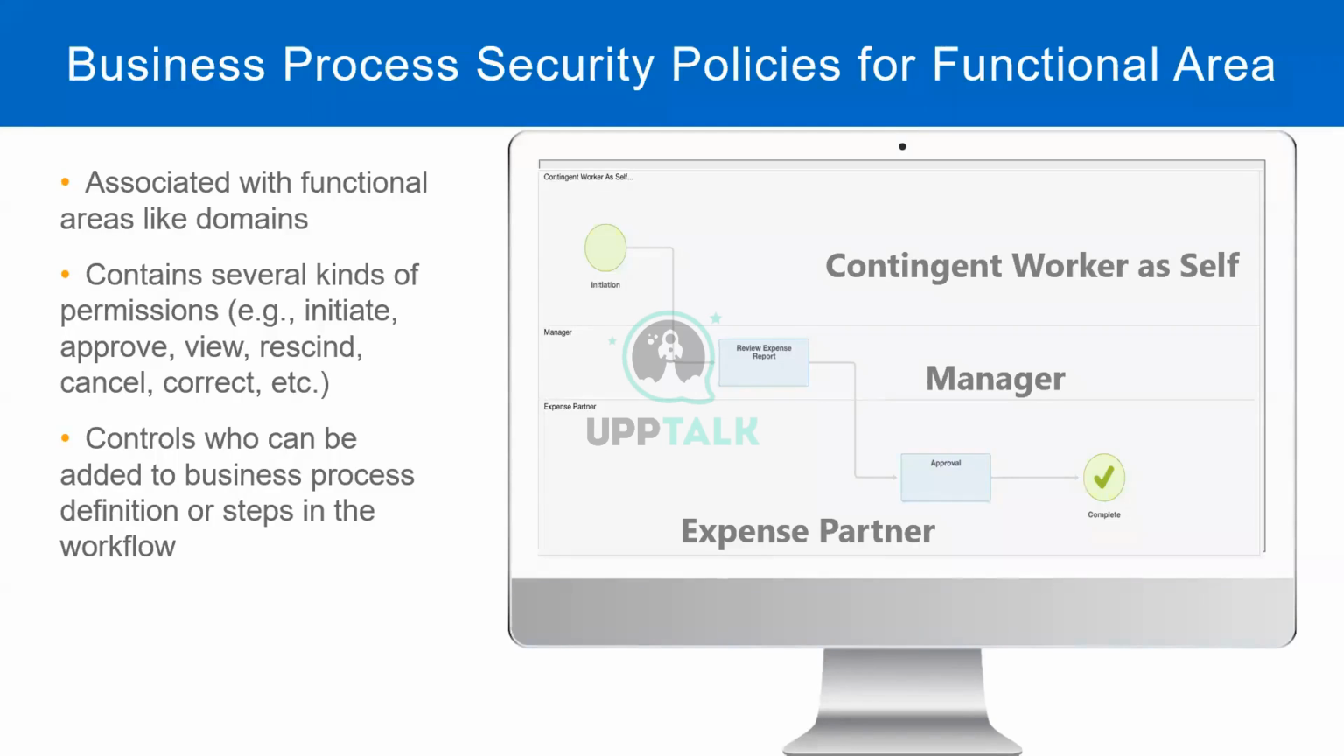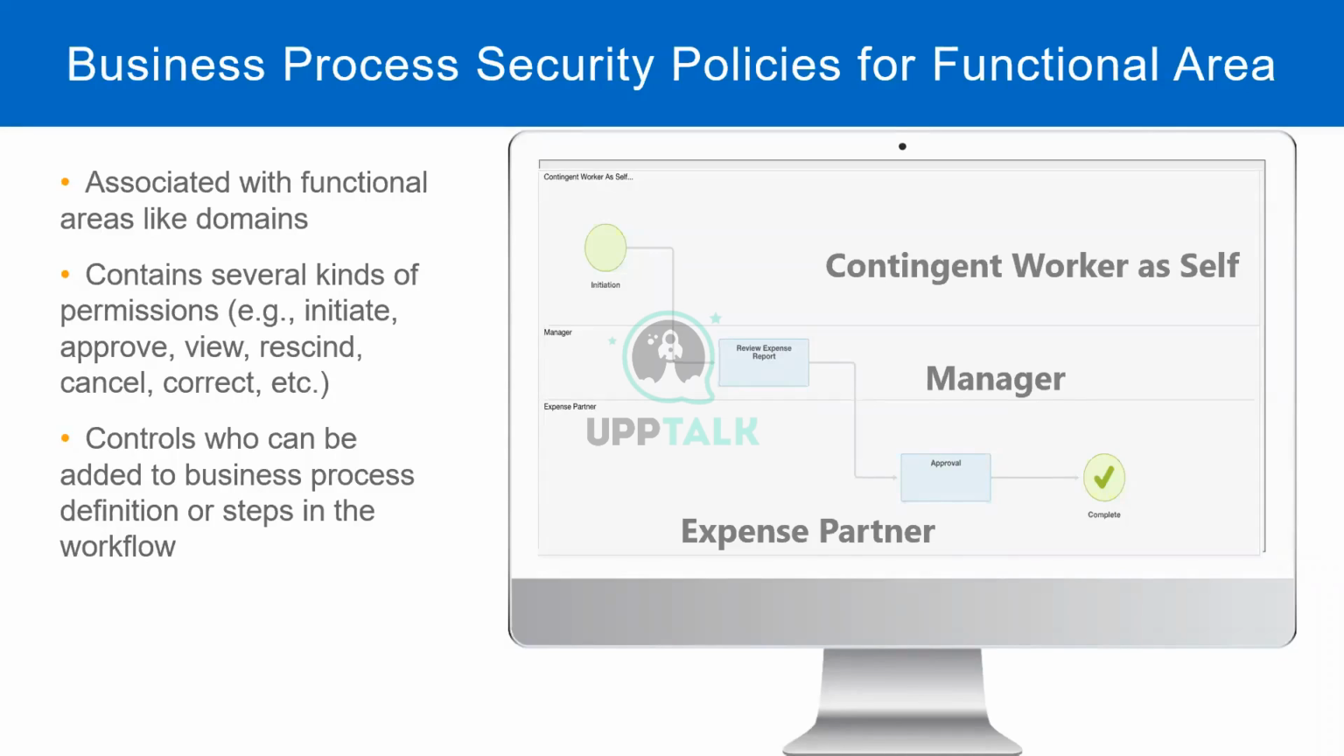Okay, the business process security policies will control the access to the business process. And it contains things like who can initiate the business process, who can approve tasks in a business process, who can view the steps, who can rescind. Rescind meaning rollback. Who can roll back the business process? Who can cancel an in-progress business process? Who can correct or make changes to the business process? Each of those kinds of things will be controlled by the business process security policy.